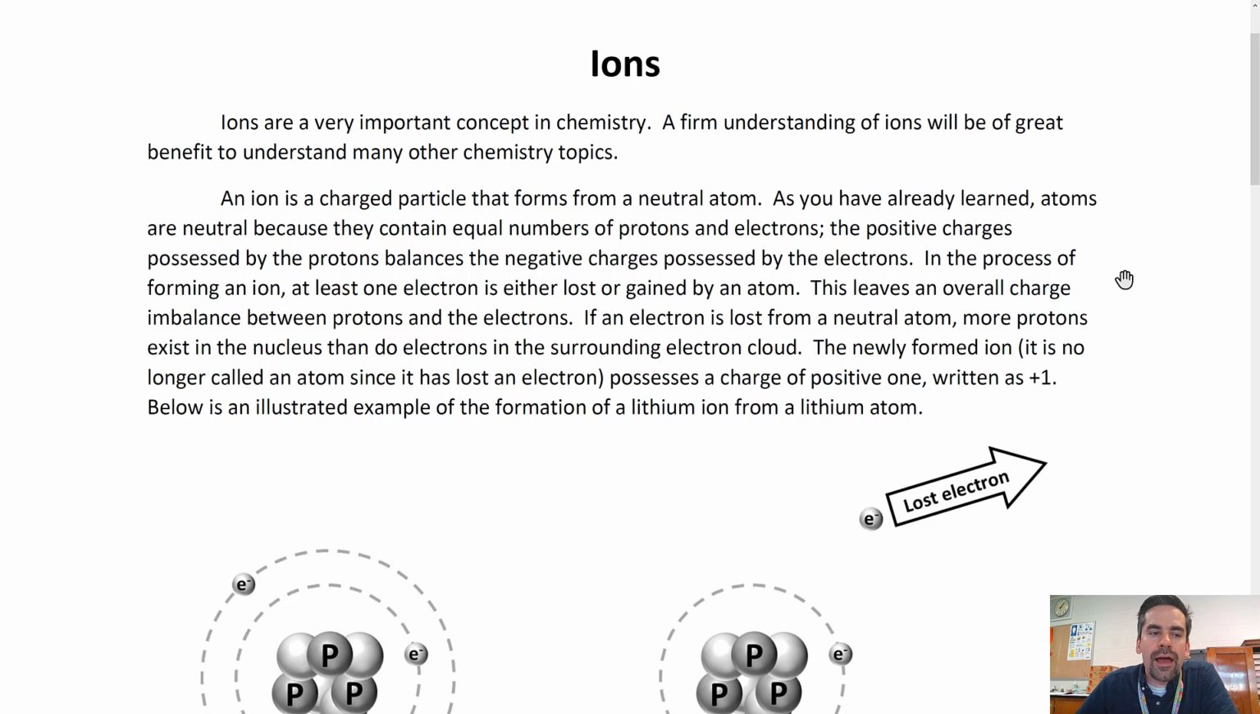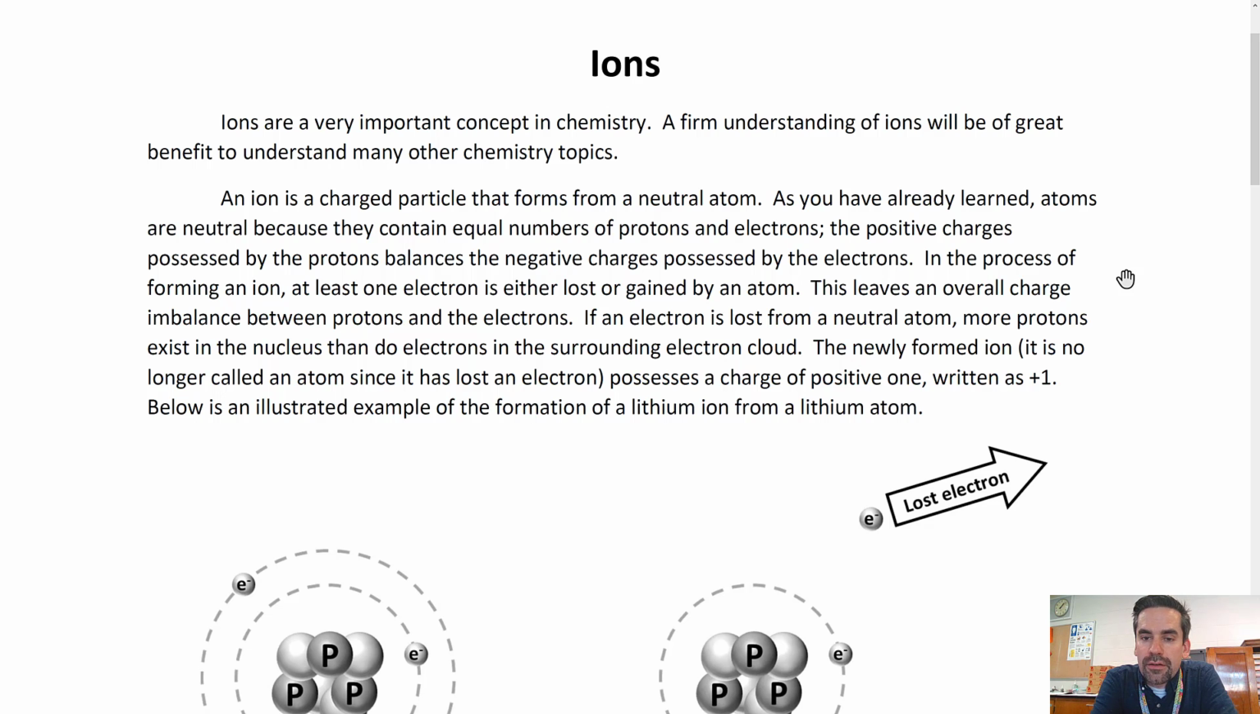As you have already learned, atoms are neutral because they contain equal numbers of protons and electrons. The positive charges possessed by the protons balances the negative charges possessed by the electrons. In the process of forming an ion, at least one electron is either lost or gained by an atom. This leaves an overall charge imbalance between protons and electrons.